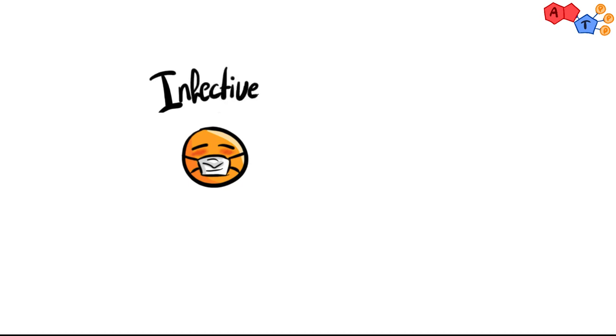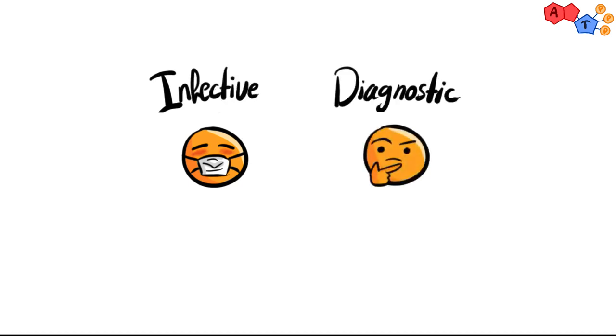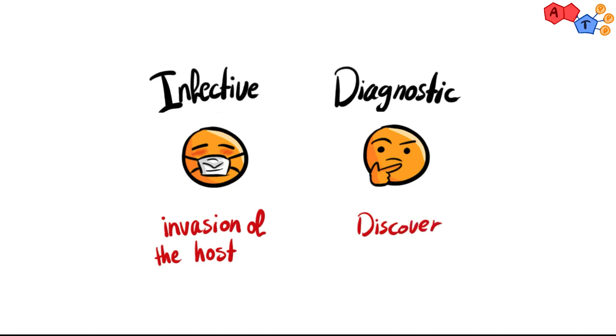During the life cycle of each parasite, it goes through two medically important stages. The first one is the infective stage, and the second one is the diagnostic stage. The infective stage is when the parasite invades the host and causes the infection. And the diagnostic stage is when we as doctors can realize that the patient is infected with that parasite.